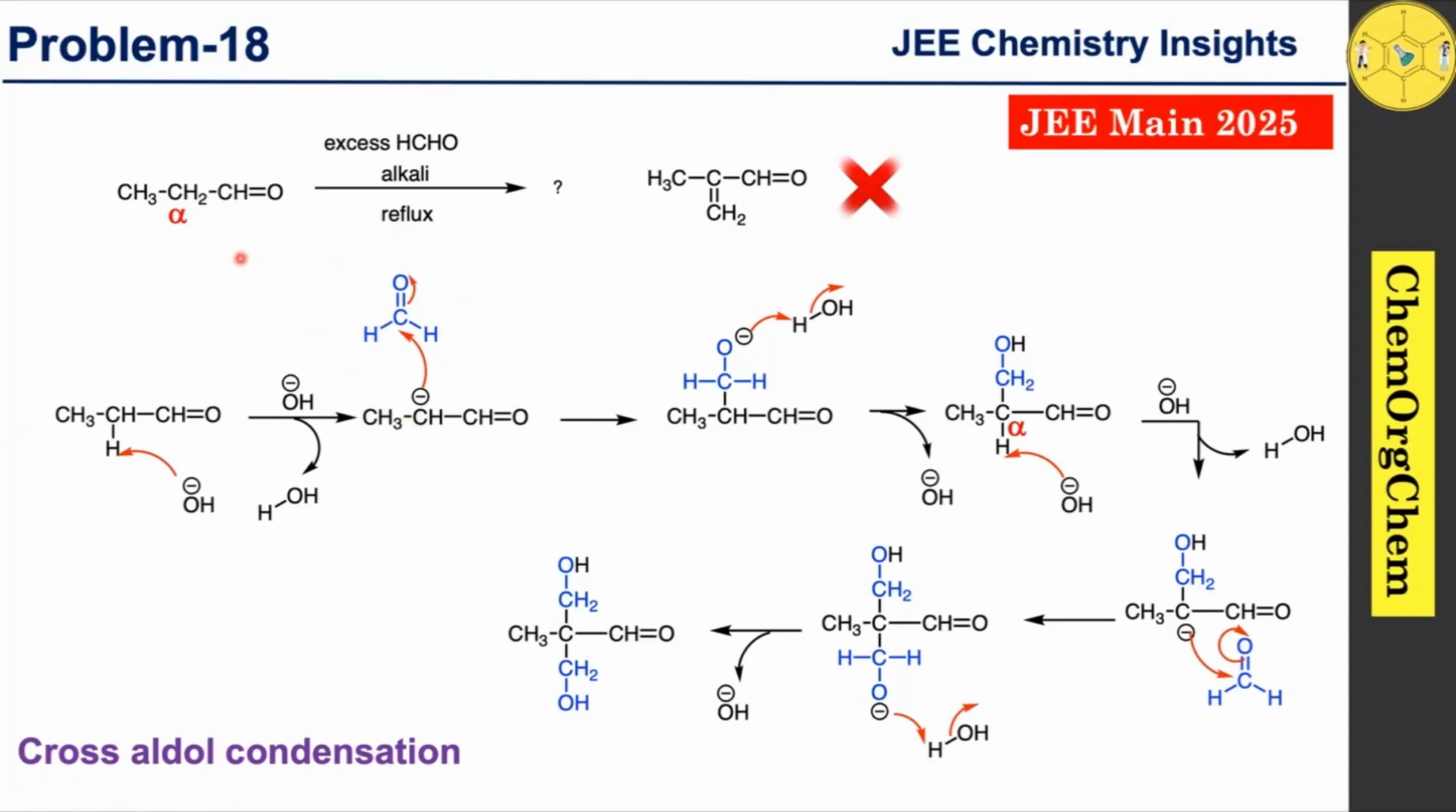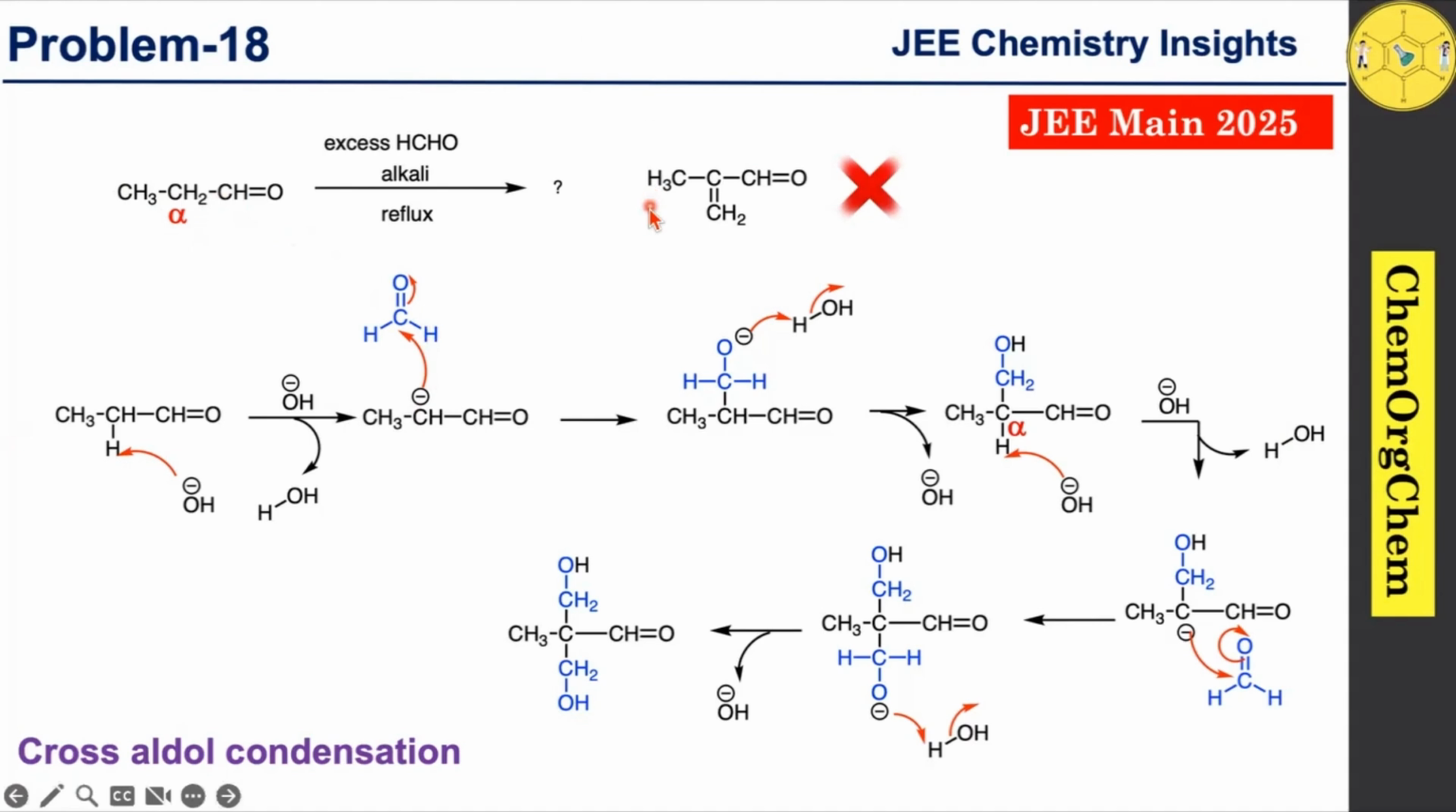However, now you compare the reactivity of propanaldehyde and formaldehyde. Formaldehyde reactivity is higher, therefore this carbanion prefers to attack formaldehyde rather than propanaldehyde. For that reason, we never observe a mixture of products in this case.